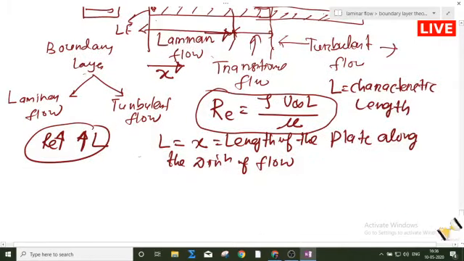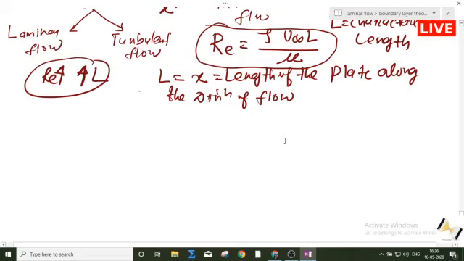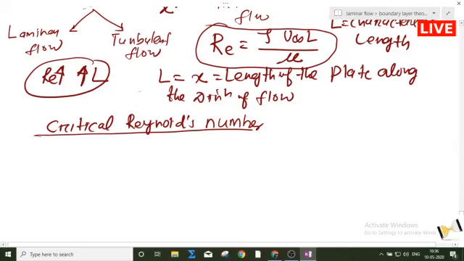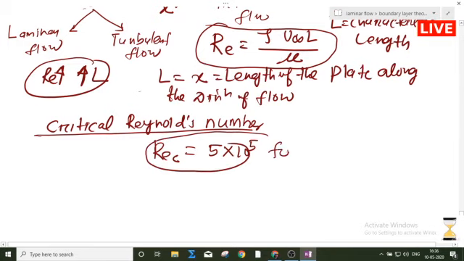Now at what particular value of the Reynolds number will the flow become turbulent? That Reynolds number is called the critical Reynolds number. At the critical Reynolds number, the flow is just becoming turbulent. The critical Reynolds number value for a solid plate has been found to be 5 into 10 to the power 5.